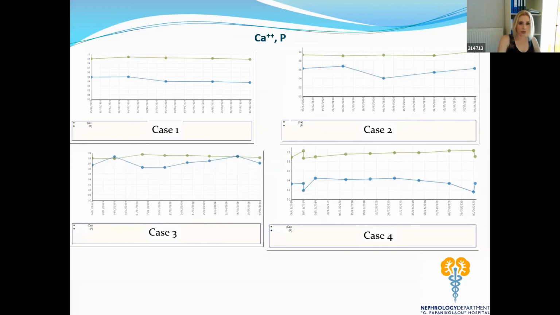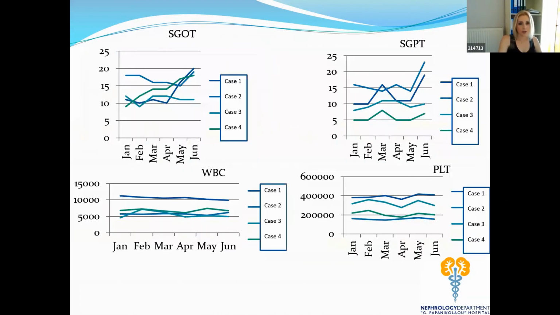Calcium and phosphorus values did not change for each patient during the period of observation. As for their liver function and complete blood count, values remained within the normal range.